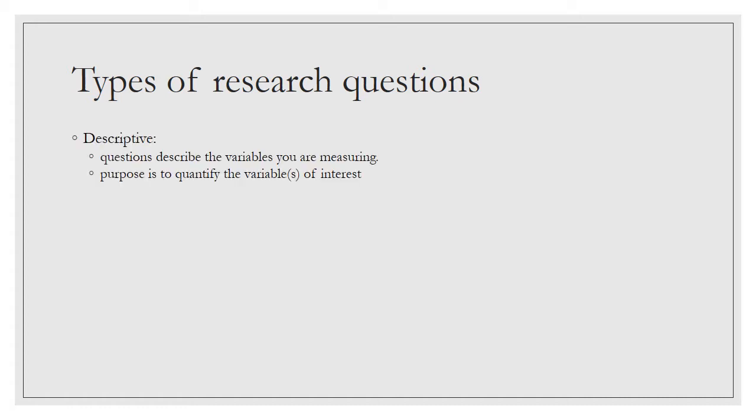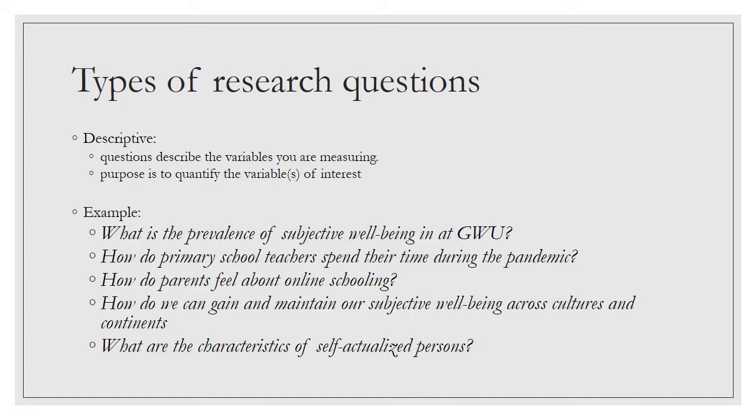So descriptive research questions, the goal is that we're going to describe the variable we're measuring. A purpose is to quantify variables of interest. You can think about this as what is going on, what exists. So here's some examples. What is the prevalence of subjective well-being at George Washington University?